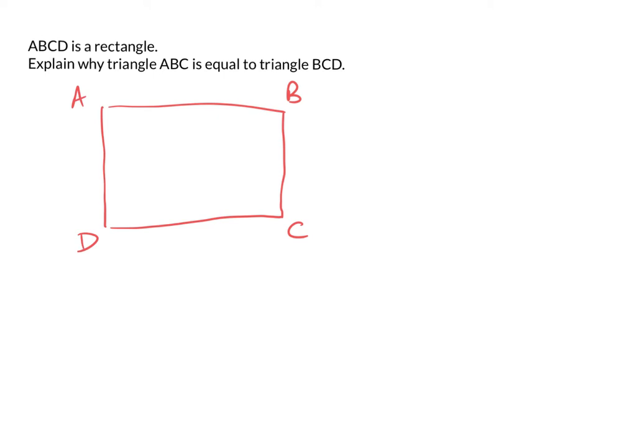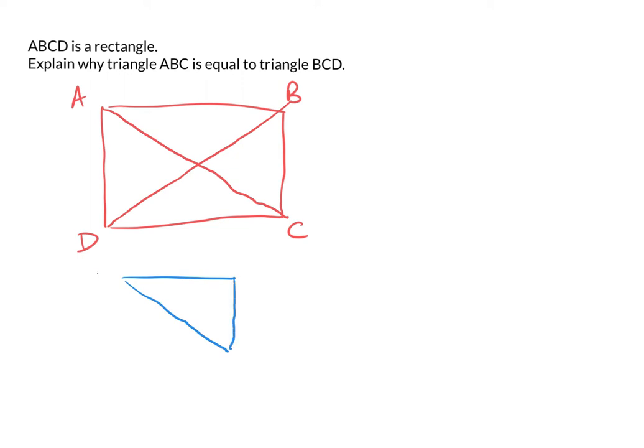And there are triangles. So we have triangle ABC, and we have triangle BCD. So we get something that looks a little bit like the back of an envelope. And we've got to explain why they are equal. So I'm going to separate these triangles out. I'm going to redraw ABC. So ABC is going to look like this.